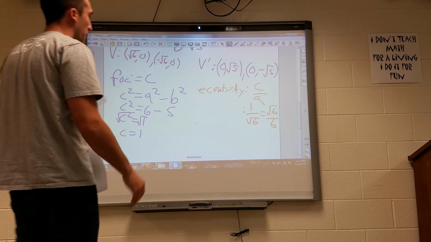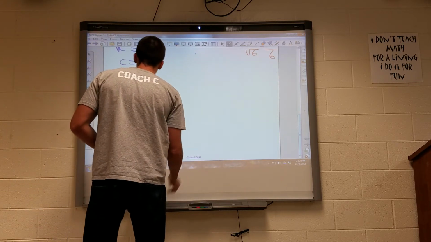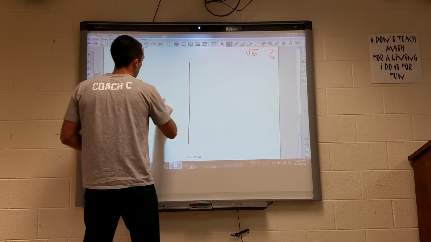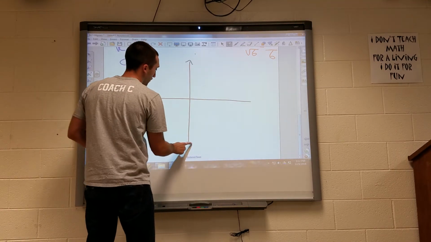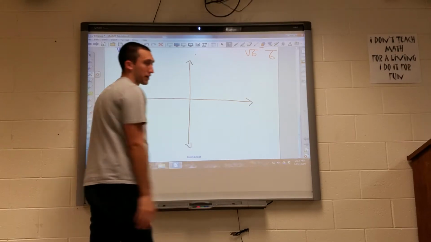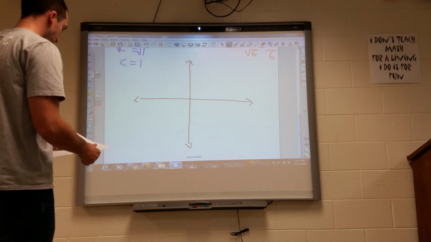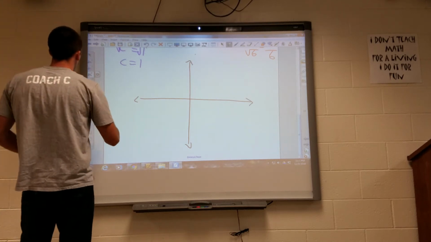So now we have all the information we need to go ahead and sketch our graph. So I'll draw my axes. Our ellipses, just like our parabolas, are going to be centered at the origin, so we're not worried about shifting them one way or the other. And so let's see.